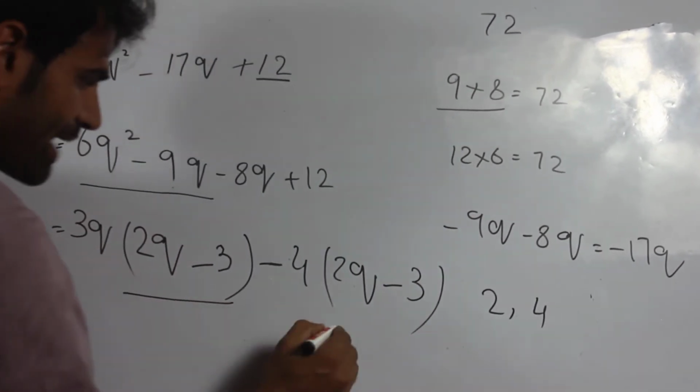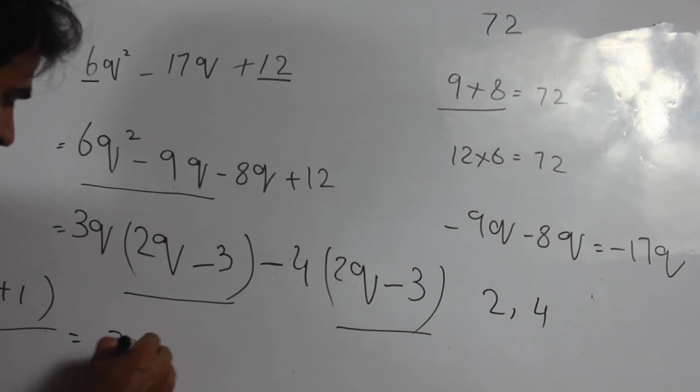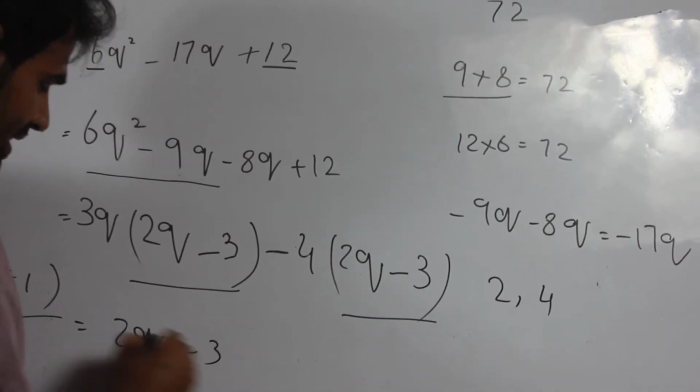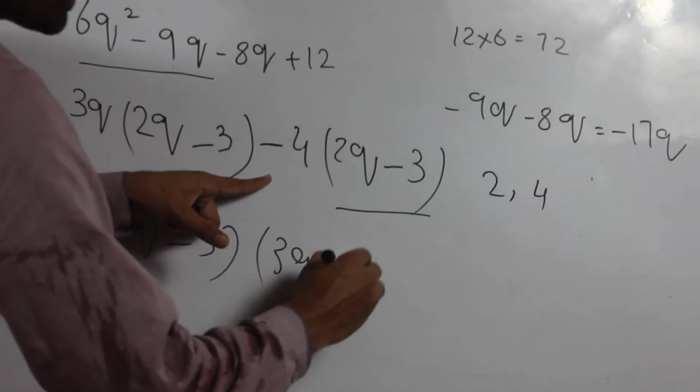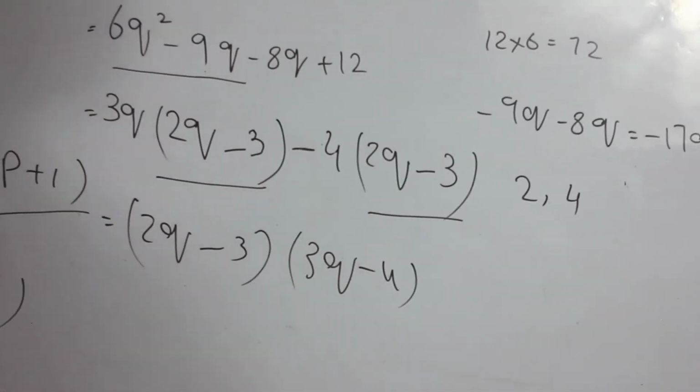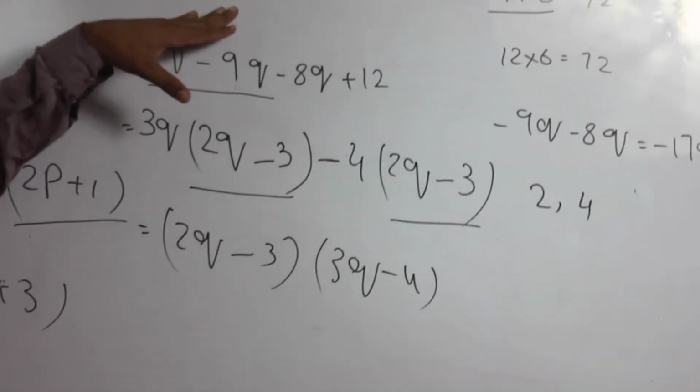So again the same expression appears in both terms. So I take 2q minus 3 common. Here left 3q and minus 4. So these are the factors of this quadratic equation.